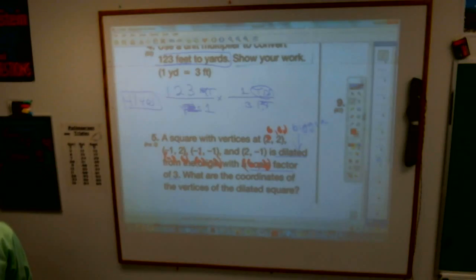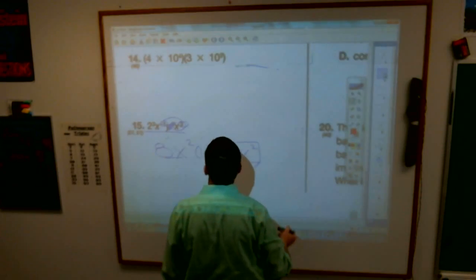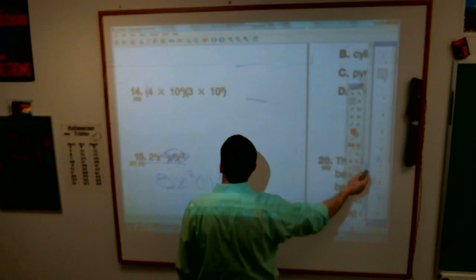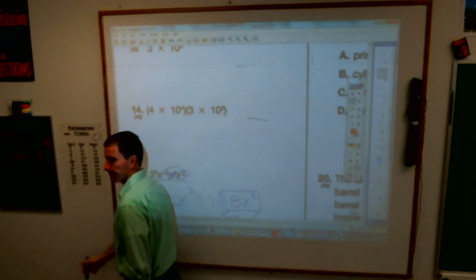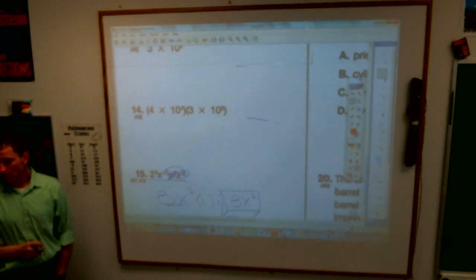Mr. Colquitt, sir? Number 14. Well, I just have a question. Do you, well, I'm gonna look at it. Do I what? Do you just make it, you have to like do instead of like 4 times 10?